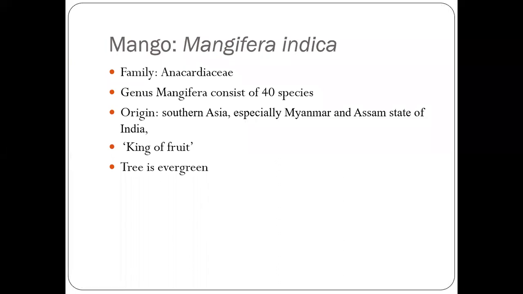Firstly, the scientific name of mango is Mangifera indica. It belongs to genus Mangifera, which has nearly 40 species, but the edible one is only indica. It belongs to family Anacardiaceae. Mango originated from southern Asia, especially Myanmar and Assam state of India. Mango fruit is regarded as the king of fruits, and the tree is evergreen.